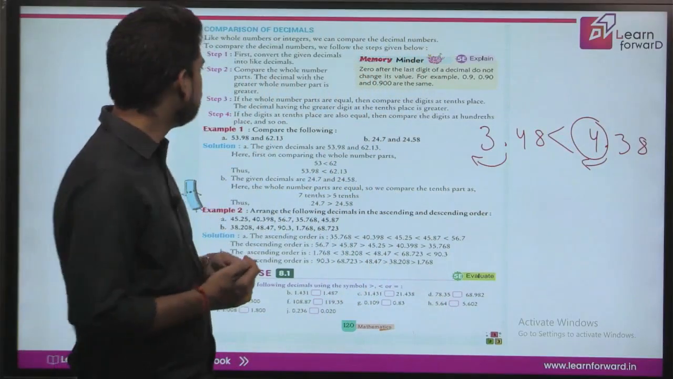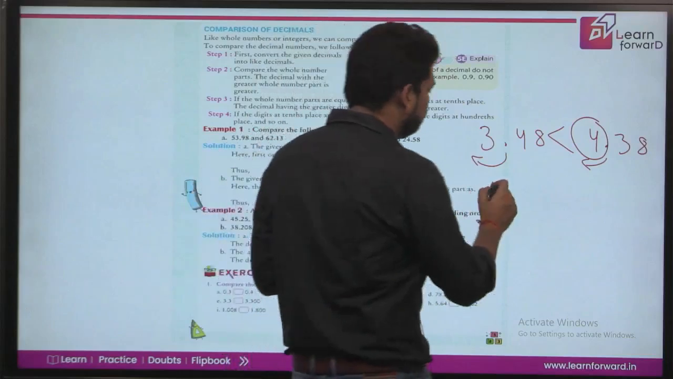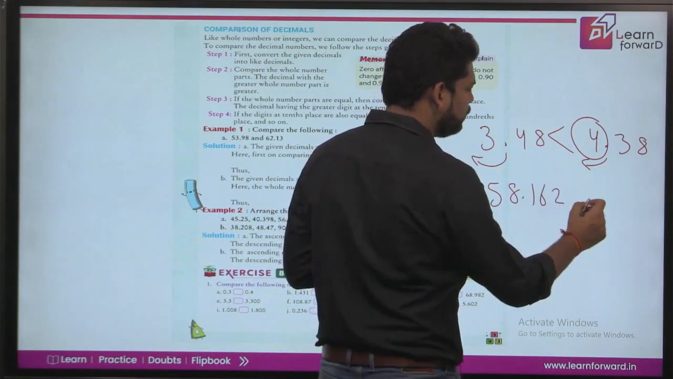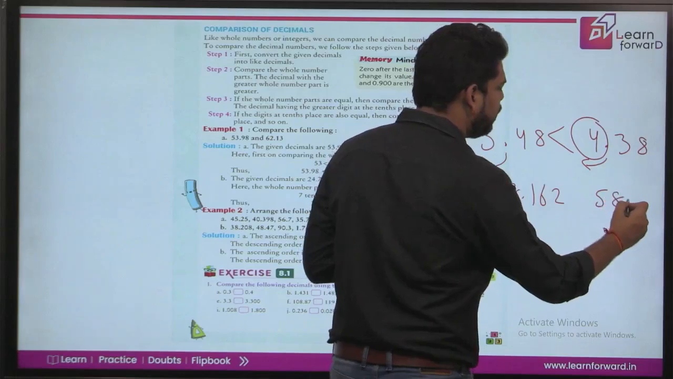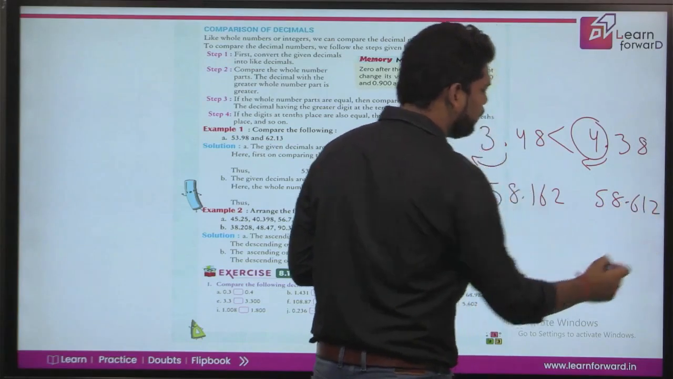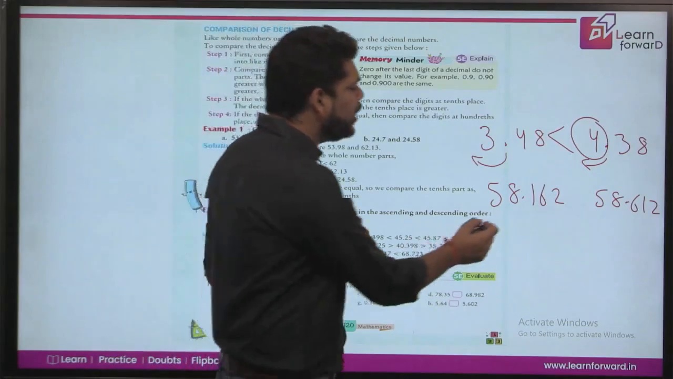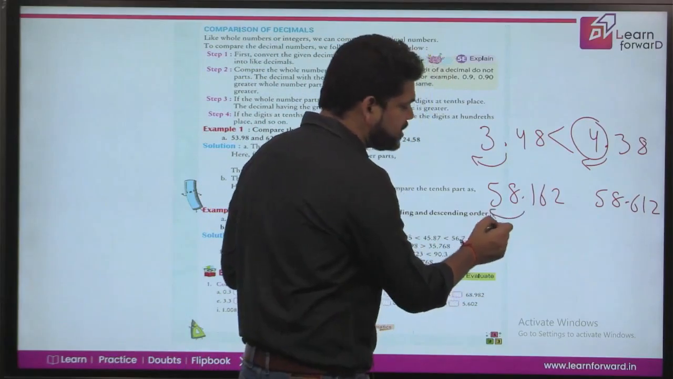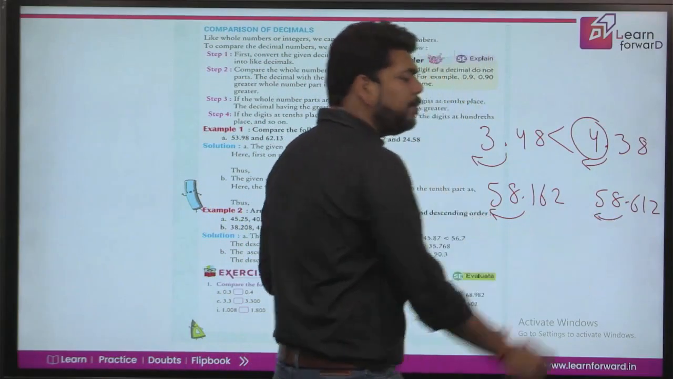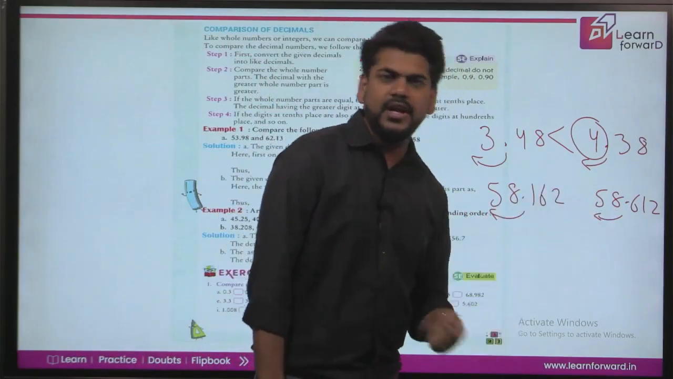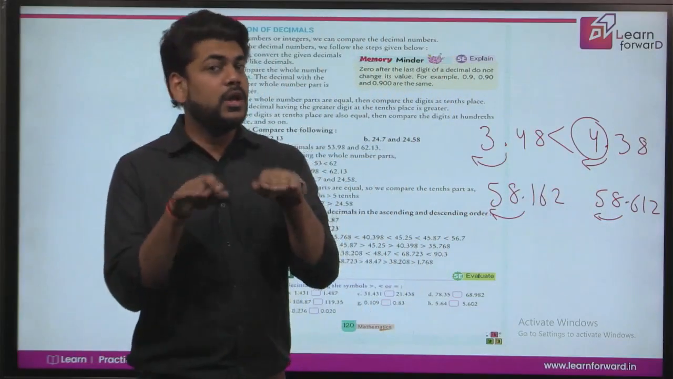Fine. Let us see one more example. 58.162 and 58.612. Now let us see what we will do. First, again we will check the numbers which are on the left side of the decimal. In both cases, the number is 58. Here also 58. That means till now both are equal.